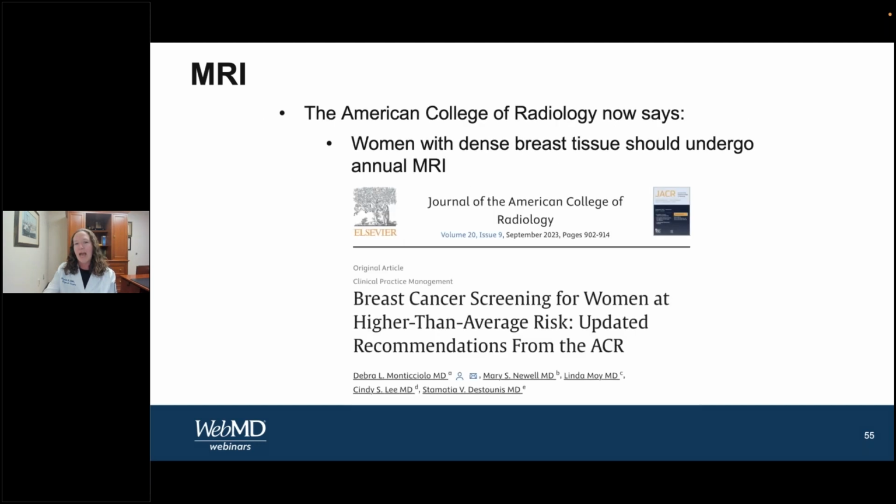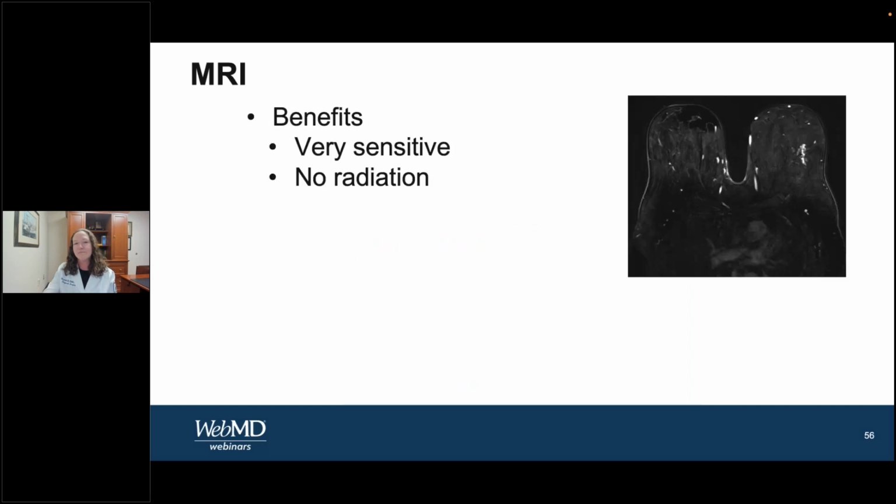And then just last month, our American College of Radiology has also recommended that women with dense breast tissue should undergo MRI, but they say that women should undergo annual MRI. So this is a brand new recommendation. It hasn't been adopted by other specialty societies, but it's very interesting that we're sort of heading in this direction, it looks like. So the big benefit of MRI is that it's very, very sensitive for detecting breast cancer, and it does not involve any radiation.